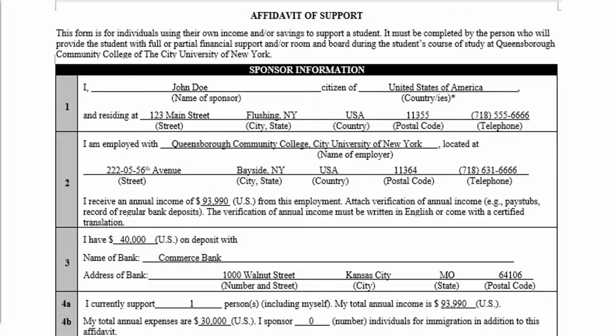Also, be sure to include the gross income listed in Field 2 as well as an estimation of that sponsor's annual expenses. If the sponsor is providing financial support for individuals that are immigrating to the United States, enter the number of people in Field 4B. Do not include the student in this total, for F1 status is considered a non-immigrant status. Be sure to provide an accurate estimation of expenses, for the difference between the income and expenses will determine how much financial support the sponsor can provide the F1 applicant.